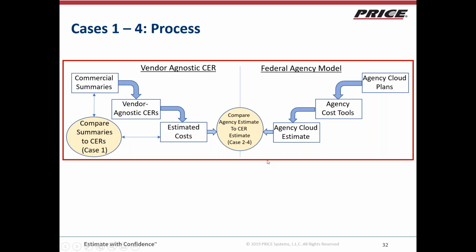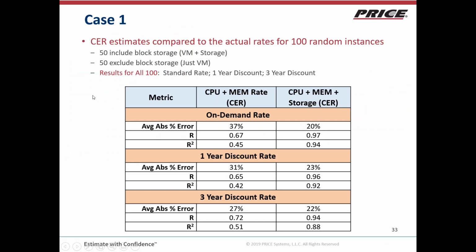So this is just a little diagram to demonstrate what we did. So again, we wanted to compare our vendor agnostic CERs to the federal models. When we looked at the random subset of our original data set, our results were marginally acceptable. Typically, the CPU, the virtual machine and storage CER performed significantly better than just the standard virtual machine CER. So the 3-year discount rate tended to do better than the 1-year discount rate. And as you can see, the Rs, they didn't trend that well together.